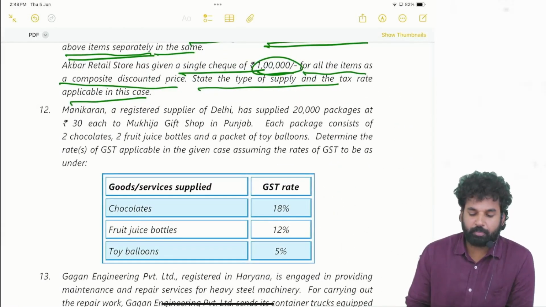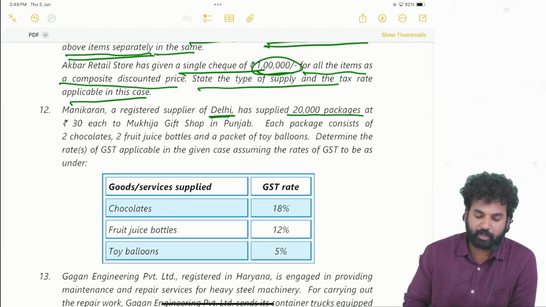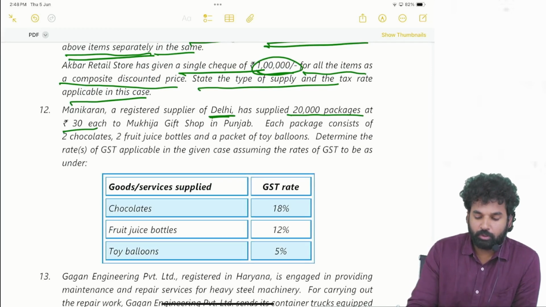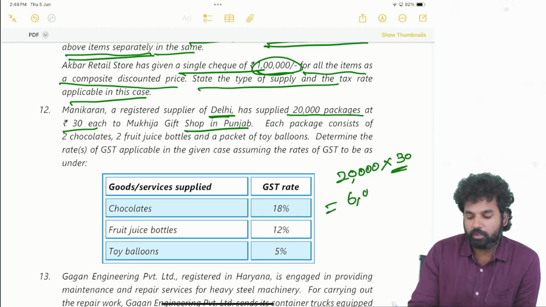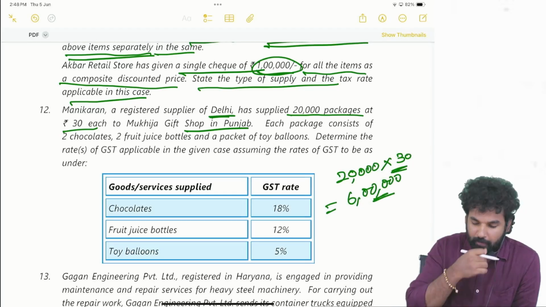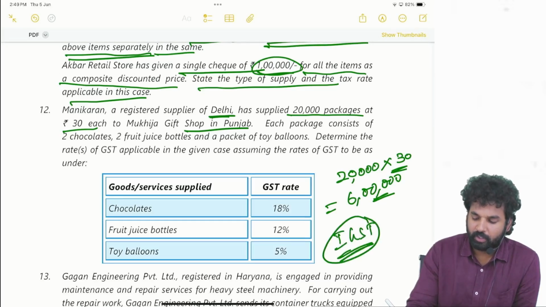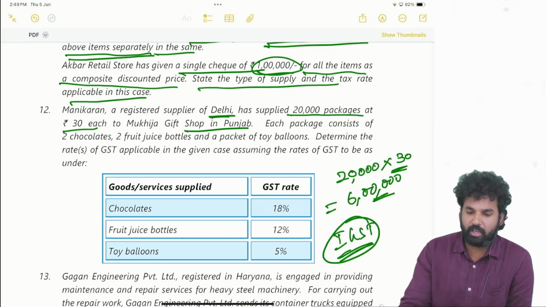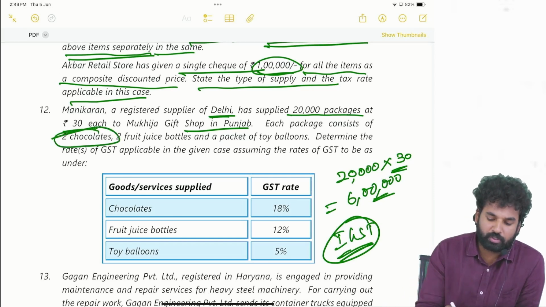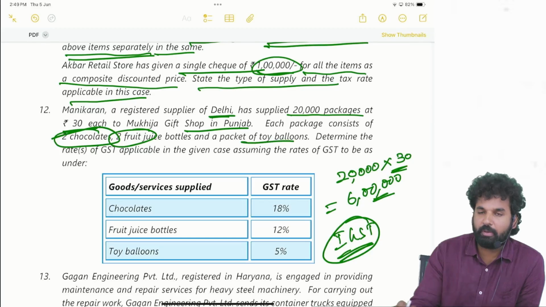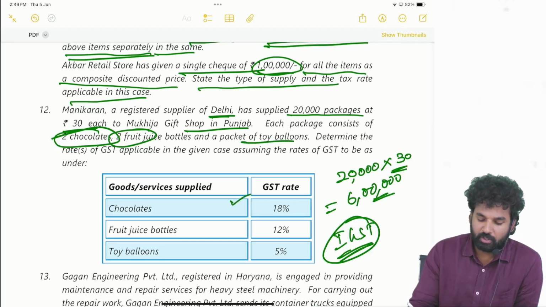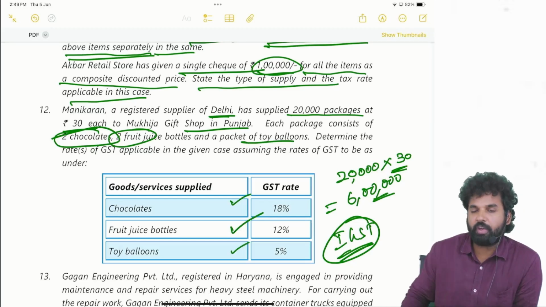Manikaran, a registered supplier of Delhi, has supplied 20,000 packages of 30 rupees each to Mukhija gift shop in Punjab. 20,000 packets at 30 rupees each comes to 6 lakhs. IGST will apply, Delhi to Punjab. Each package consists of 2 chocolates, 2 fruit juice bottles, and a packet of toy balloons. Chocolates 18%, fruit juice bottles 12%, toy balloons 5%.